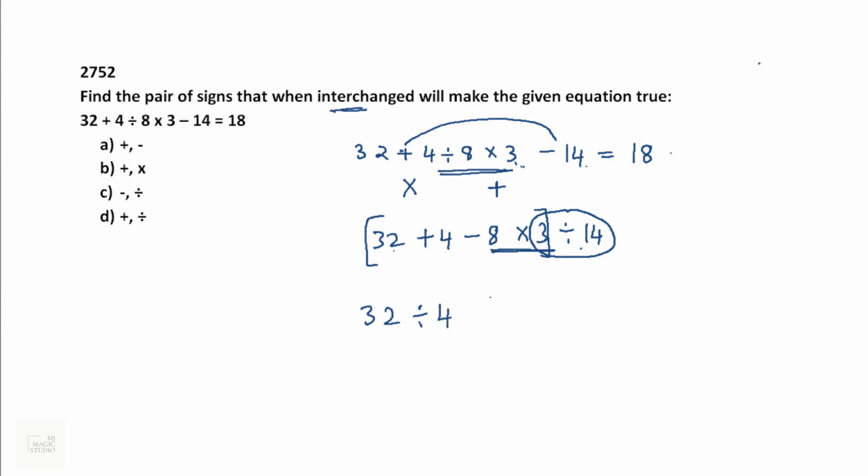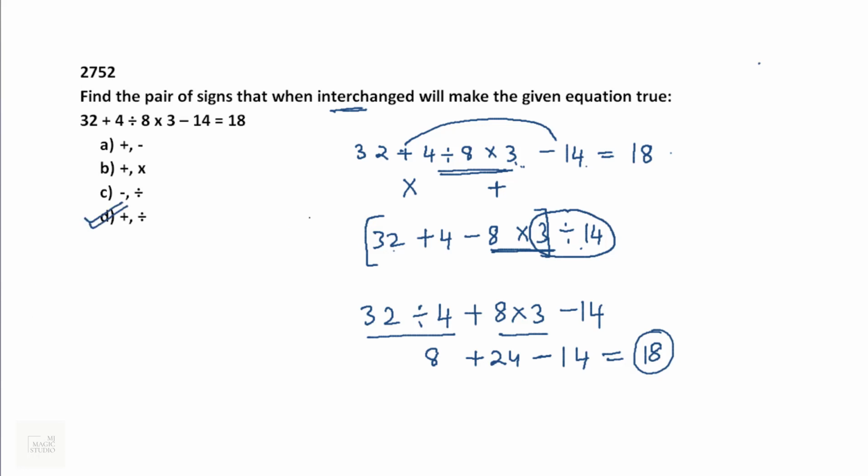32 divided by 4 plus 8 into 3 minus 14 is how much? 32 divided by 4 is 8. 8 into 3 is 24. That is 32, minus 4, 28, and 10 will give 18. So plus and division sign should be interchanged.